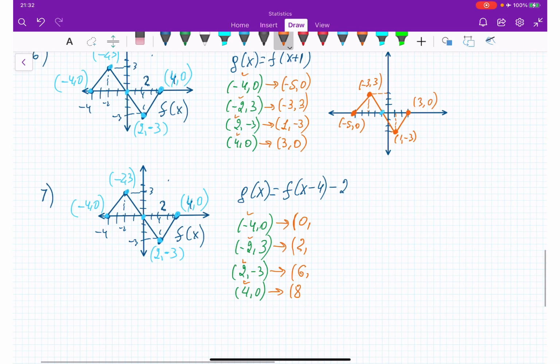Now y is going to change by negative 2. So if it's negative 2, every single y is going to go down by 2. So 0 minus 2 is negative 2. 3 minus 2 is 1. Negative 3 minus 2 is negative 5. And 0 minus 2 is negative 2. So we practically changed both x and y. Yes? Okay.